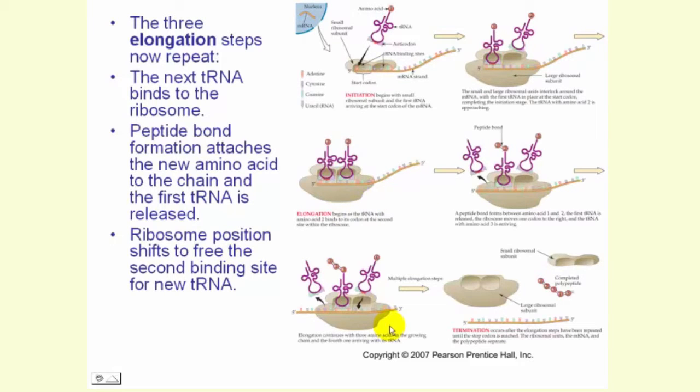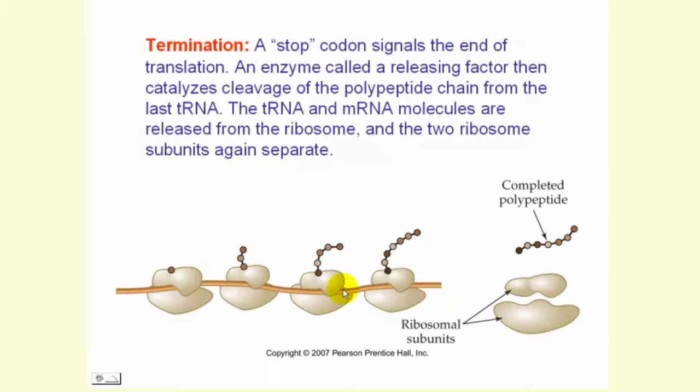So then, finally, our last step is termination. When the protein synthesis is complete, a stop codon, usually a UAA, a UGA, or a UAG, will signal the end of the translation process. Basically, there's an enzyme-catalyzed reaction that cleaves the polypeptide chain from that last transfer RNA, and then the messenger RNA and the transfer RNA molecules are released from the ribosome, and then the 2 ribosome subunits will separate. This is just a very basic overview of the replication, transcription, and translation processes.